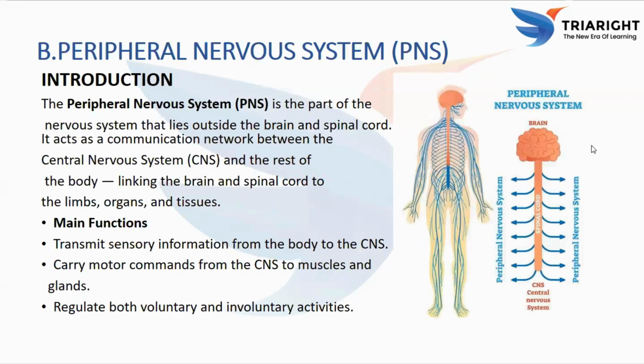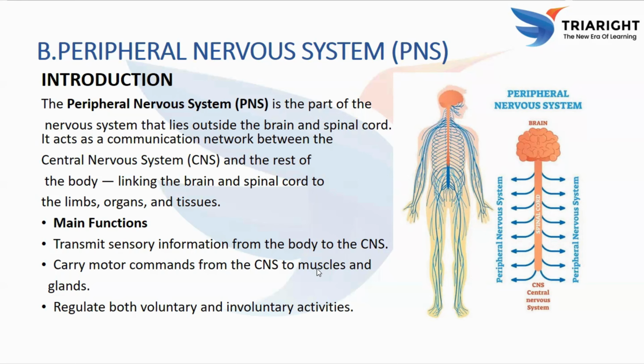So today you are going to learn about the peripheral nervous system and also the autonomic nervous system. So what is the peripheral nervous system? The introduction. It is the part of the nervous system located outside the brain and spinal cord. It acts as a communication link between the central nervous system and the rest of the body, such as limbs, organs and tissues. The CNS acts as a control center, whereas the PNS, nothing but the peripheral nervous system, acts as a messenger network.